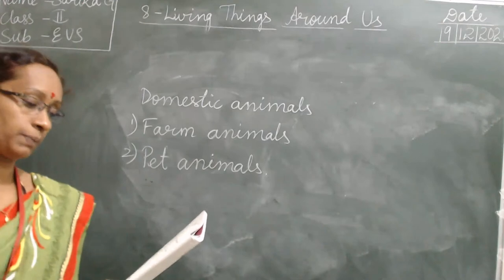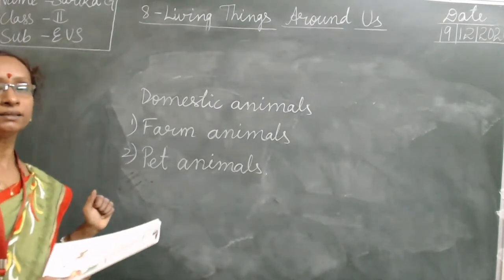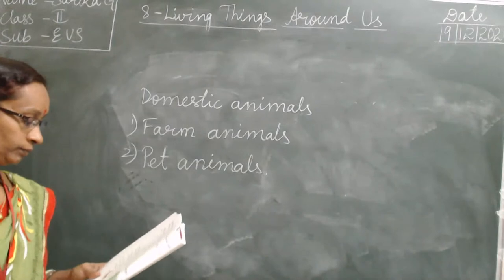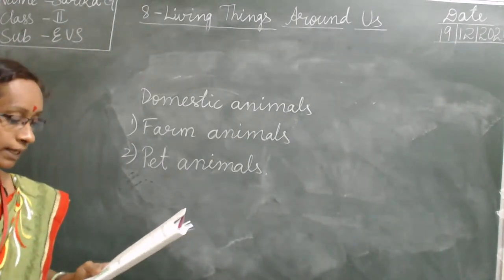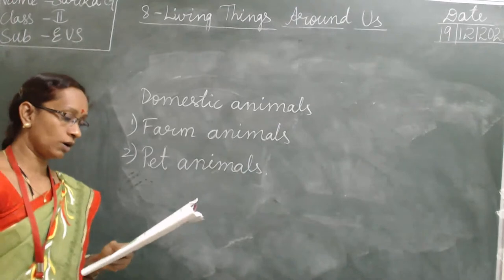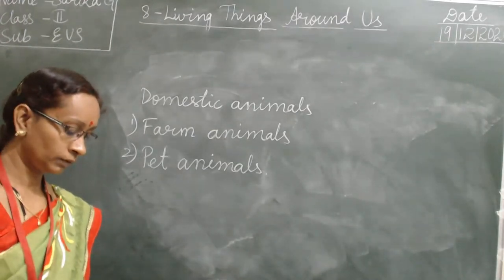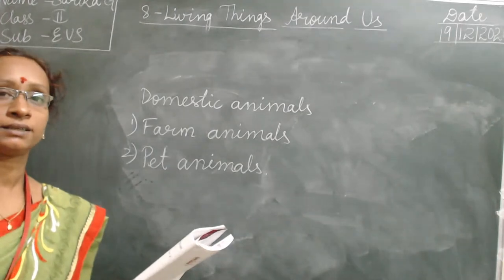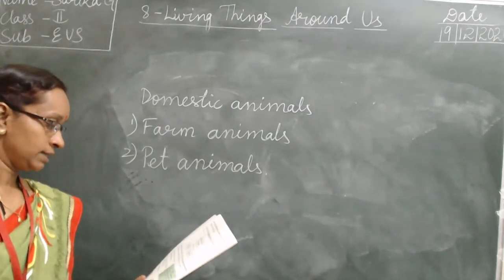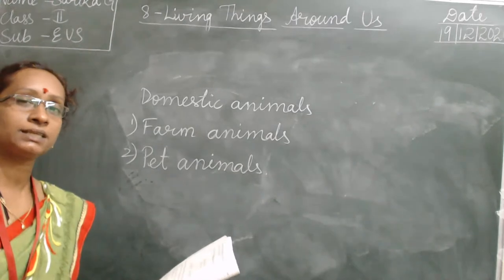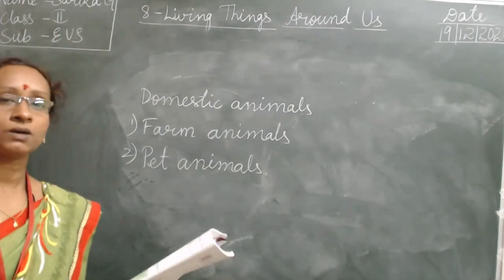These animals give us company and are a part of the family. Dogs, cats and fish are some of the pet animals people keep at home. We feed them and give them shelter. Some pet animals also help us. For example, a dog guards our houses.